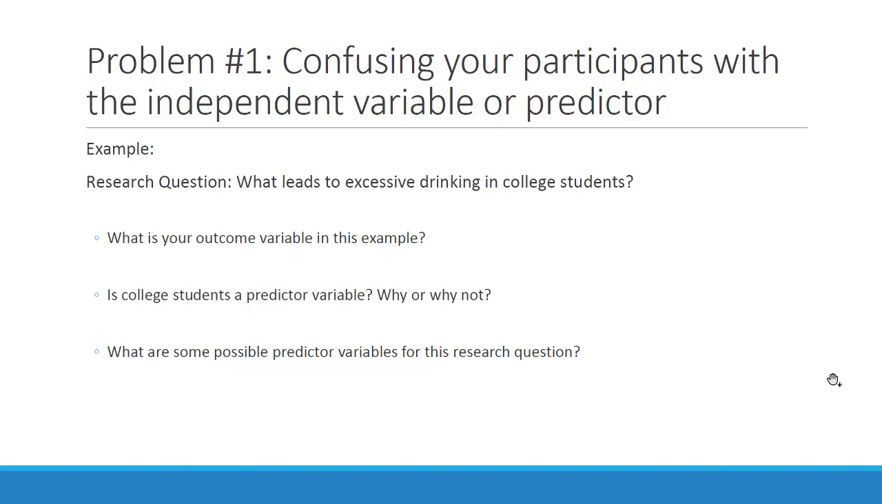Excessive drinking is what we are interested in explaining. Is college students a predictor variable in this case? Think about that for a moment. The answer is no. College students is not your predictor variable in this case, and this is a very common mistake that students are making. So college students is the sample or the population that you're interested in studying. But the predictor variables in this case are not identified yet, because our question is simply what leads to excessive drinking. So our predictor variables are the what. Think about now, what are some possible predictor variables for this research question?